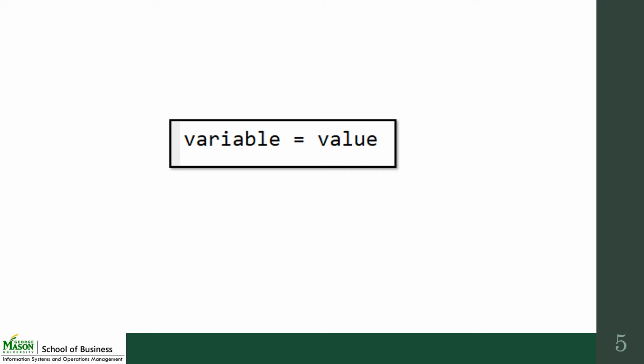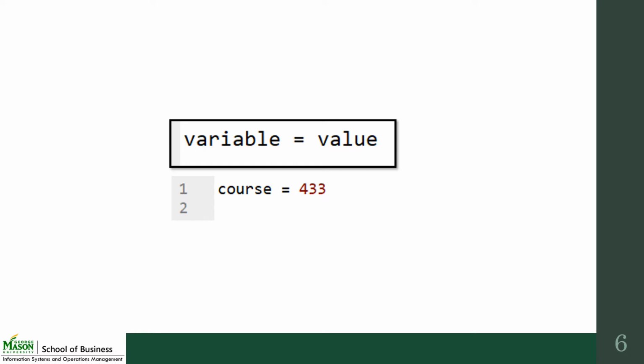To define a new variable in your program, you will give the variable a name followed by an equal sign and then give it the value. The equal sign is considered to be what is called an assignment operator.